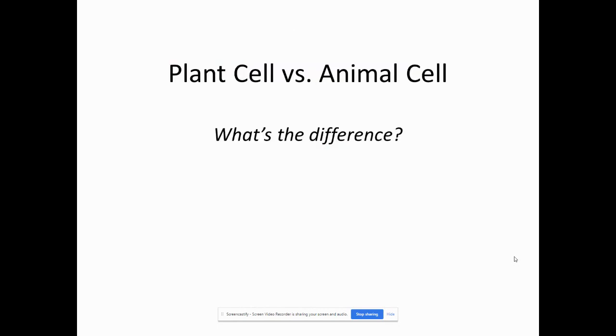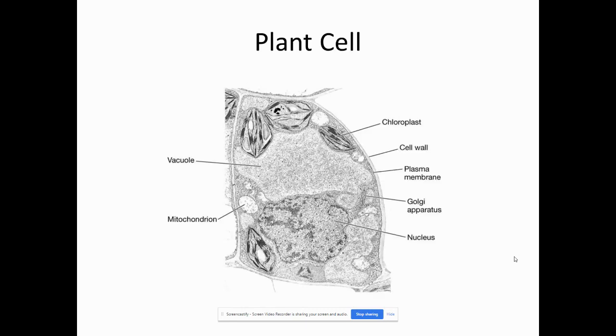Plant cell versus animal cell. What's the difference? In plant cells, there's a large vacuole that stores a lot of water in each cell. There are few mitochondria because plant cells don't use as much energy. They have chloroplast. Inside the chloroplast is green chlorophyll. The green chlorophyll absorbs sunlight so it can do photosynthesis. Plant cells also have cell walls. They protect the cell.